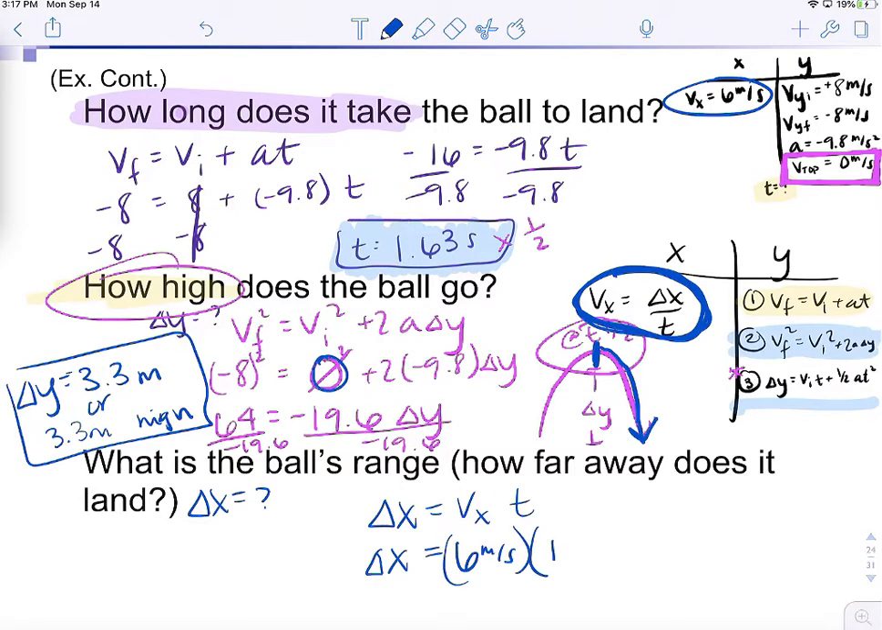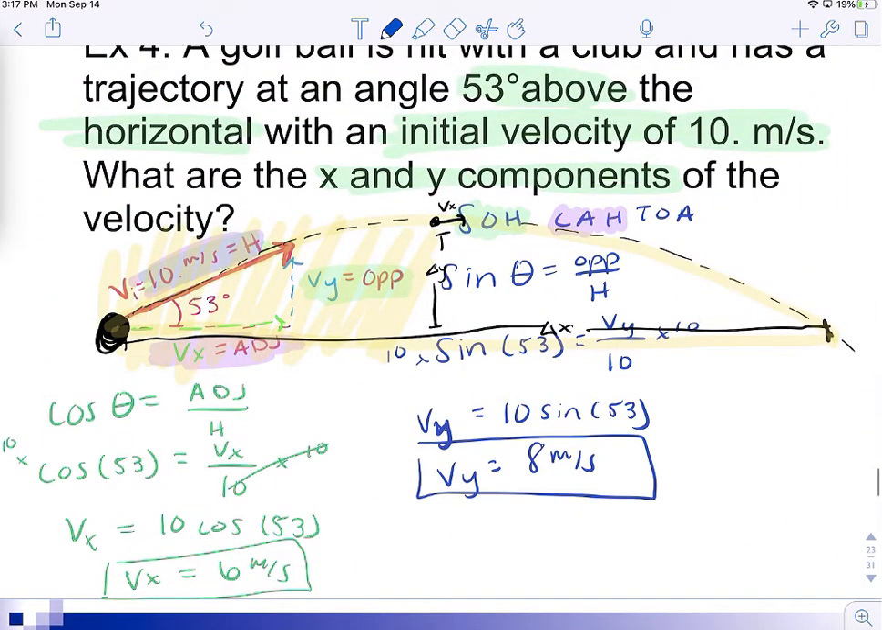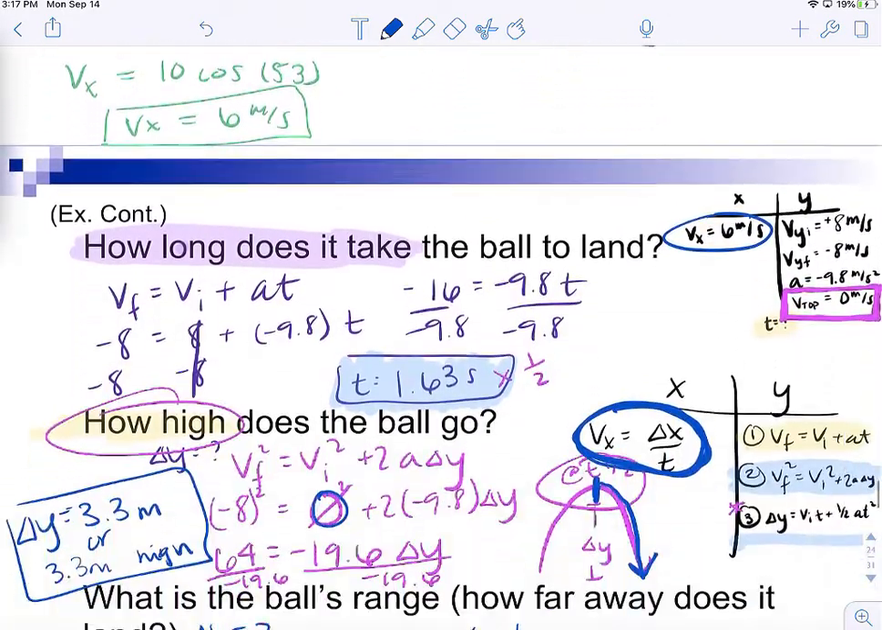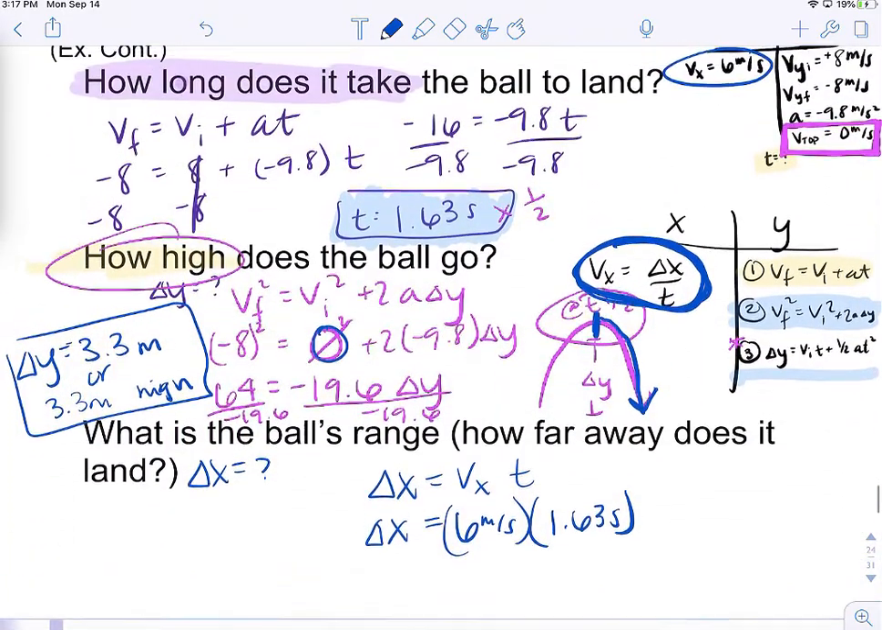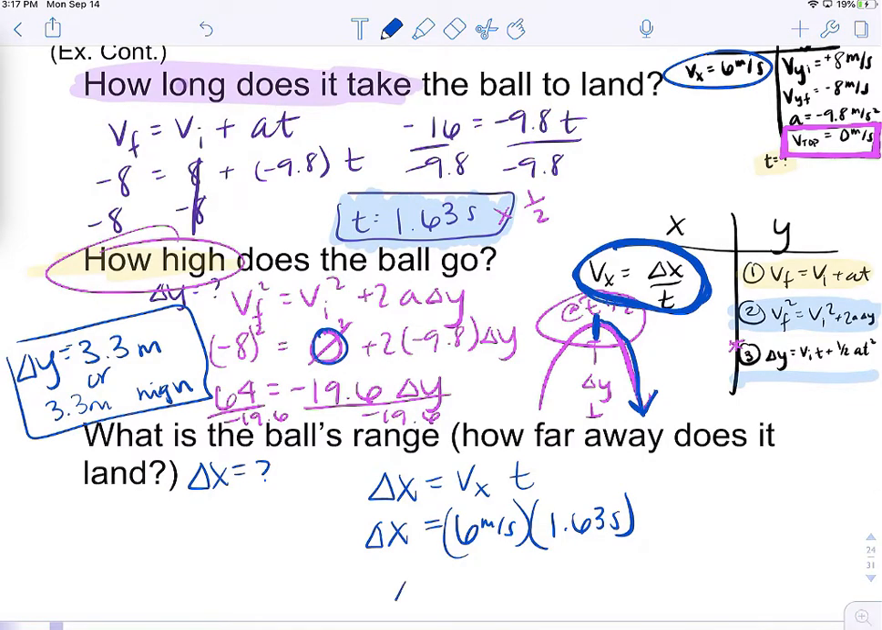Time, I am going to use the whole time here because you're going to notice if I look at my picture, it's going to take the whole amount of time for me to get the whole x direction, the whole x distance that's traveled. I need the whole amount of time to do that. And I have to use my calculated number here. There's no way around that. But when I type this in my calculator, I get 9.78 meters, which seems like an okay number.